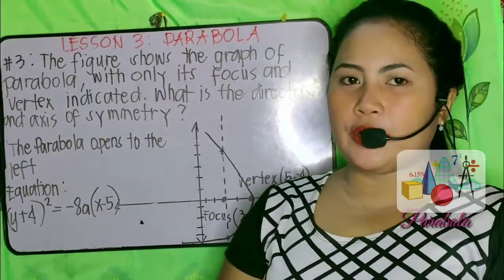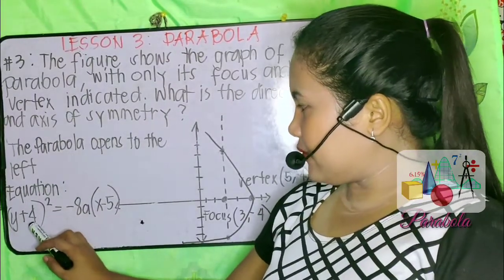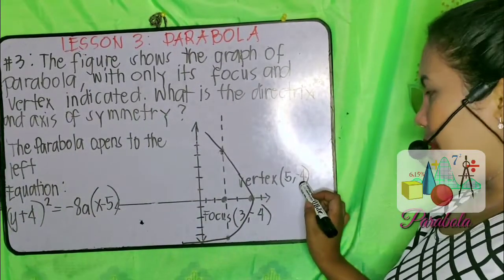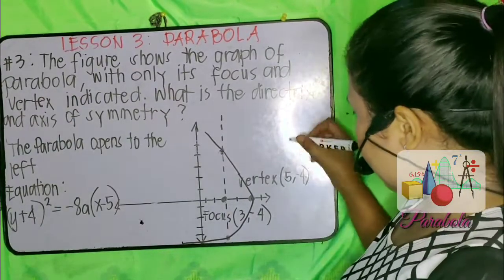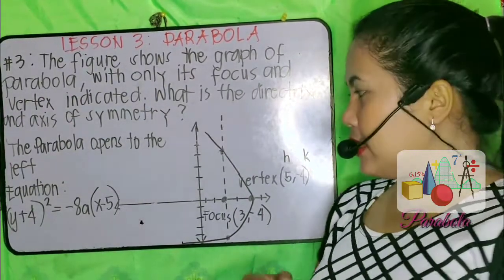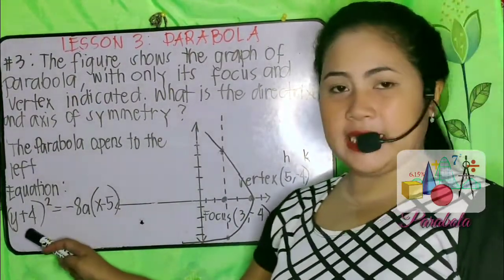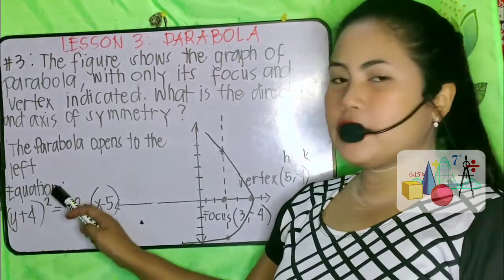So, for our equation, what we can make is y plus 4. Why plus 4? Because it is negative 4. Right? This is our h, and this is k. Okay? So, for y, since it is negative 4, it would be positive 4. Okay, so y plus 4 squared.